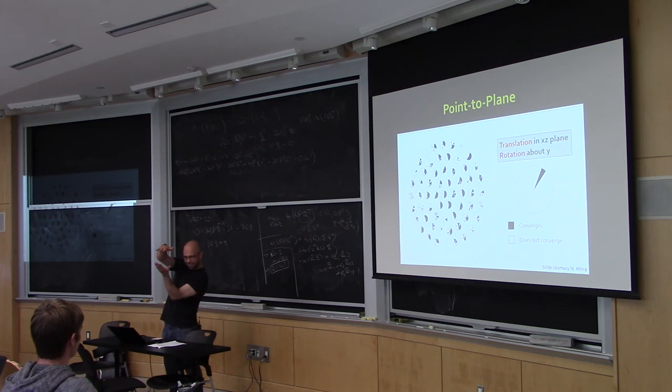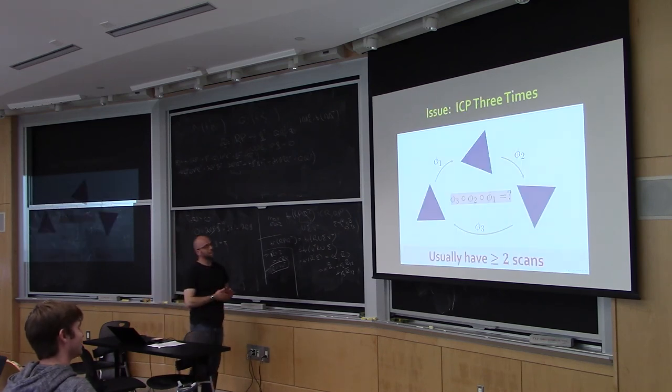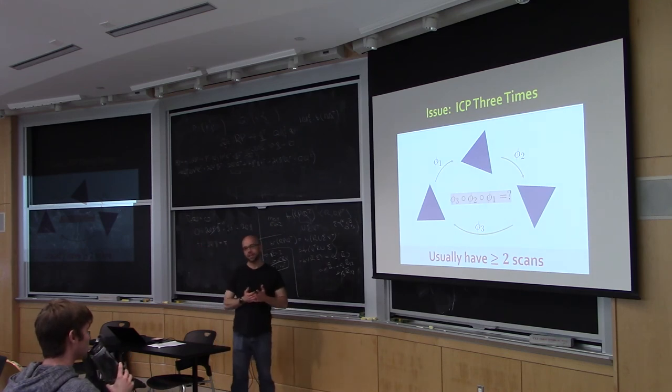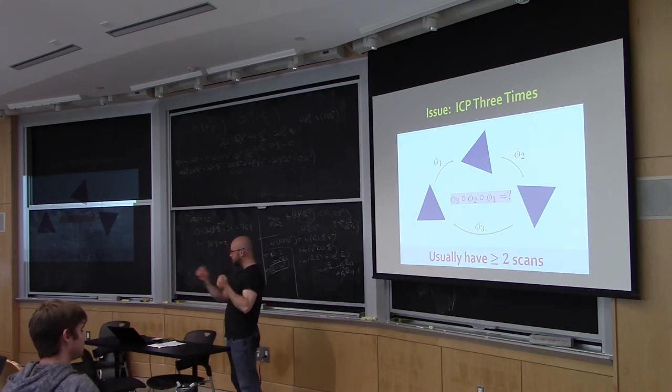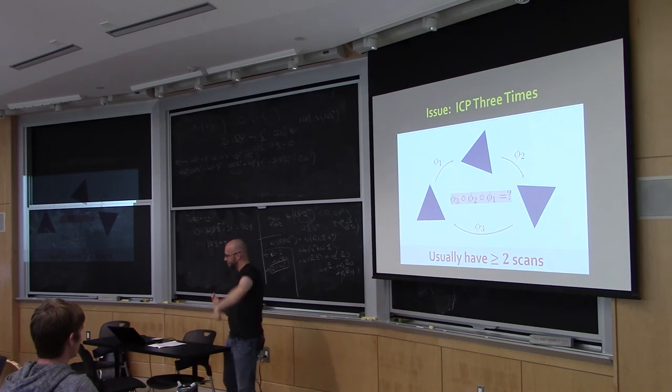You know, the bunny has a little indentation on the bottom. Fun fact. So one way to understand what can go wrong, let's say I have three different scans of the bunny. Maybe they're all complete. I make my life a little better, right? And I register scan A to scan B, scan B to scan C, and then scan C to scan A. So I have three rigid motions.